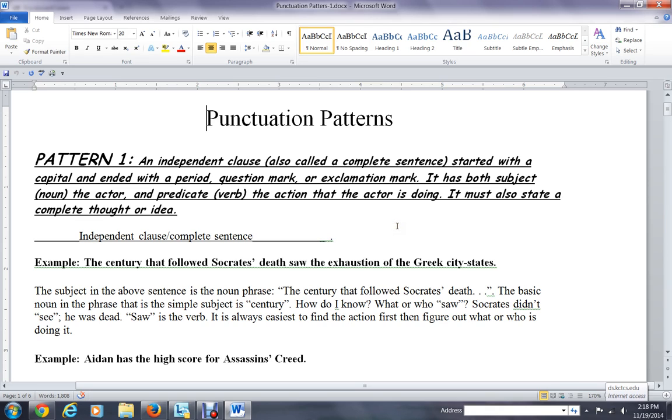We have to write in complete sentences, and that means it has to have both a subject and a predicate, a noun and a verb in the sentence that tells what the action is and who's doing the action. I've got an example here. A complete sentence starts with a capital and ends with a period, question mark, or exclamation mark. It has both subject and predicate, the noun and a verb, the actor and the action that the actor does. It must also state a complete thought or idea.